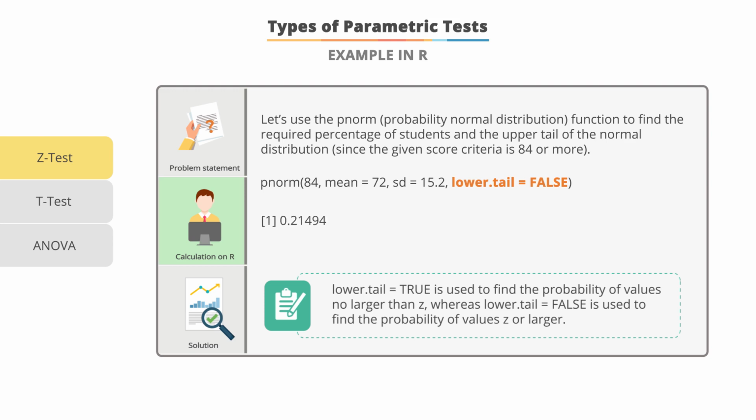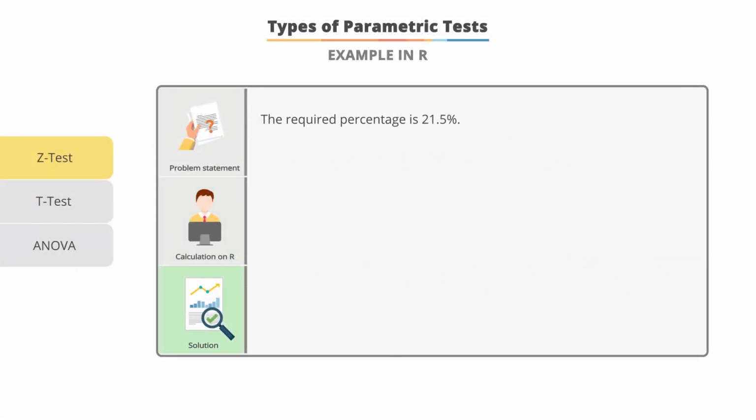We get 0.21494. Now there's a probability. So what that means is 21.49 or 21.5% of the population is likely to score an 84 or more. Now because it's probabilistic, that also means that 100 minus 21.5 or 78.5% of students are going to score below an 84.